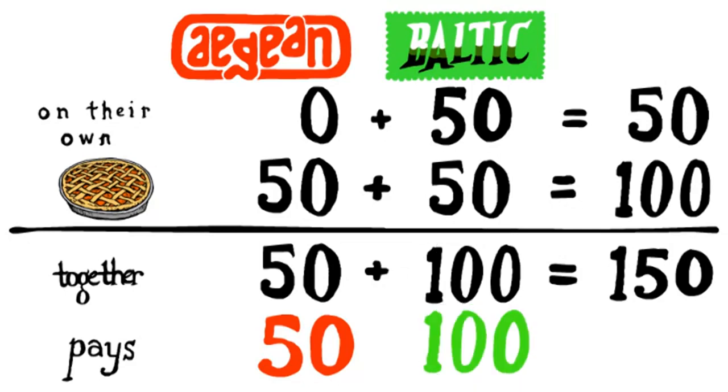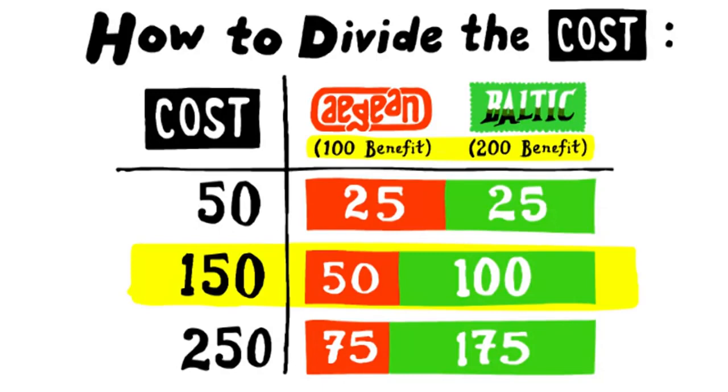It just so happens in this case that the outcome is the same as proportional cost division. But that isn't how we got there. Indeed, the case of 150 cost is the only situation where things line up that way.